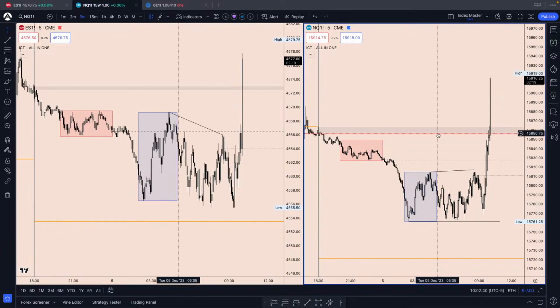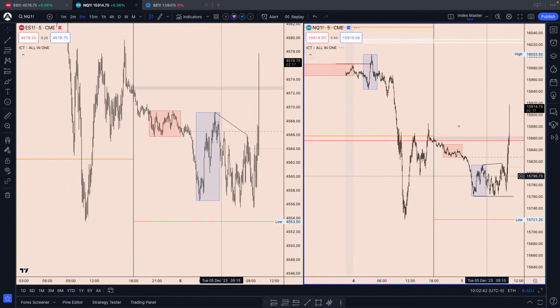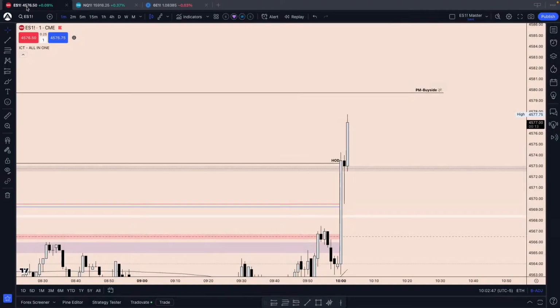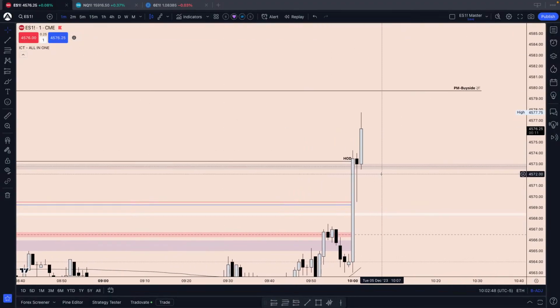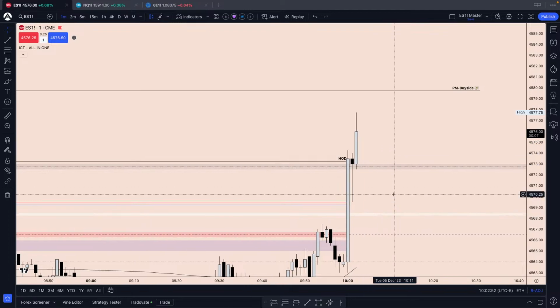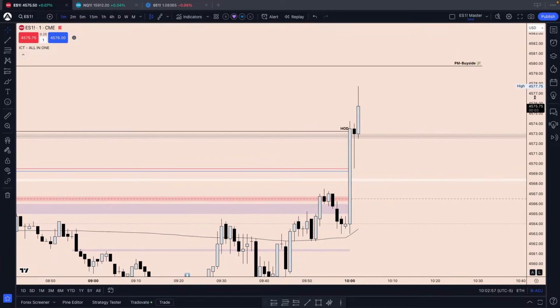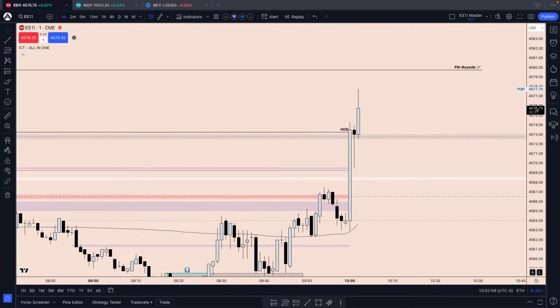And we run into that very quickly. The XY must really be dropping, yeah. What's the time? It's 10:02. Let's wait for that first 5-minute news candle.